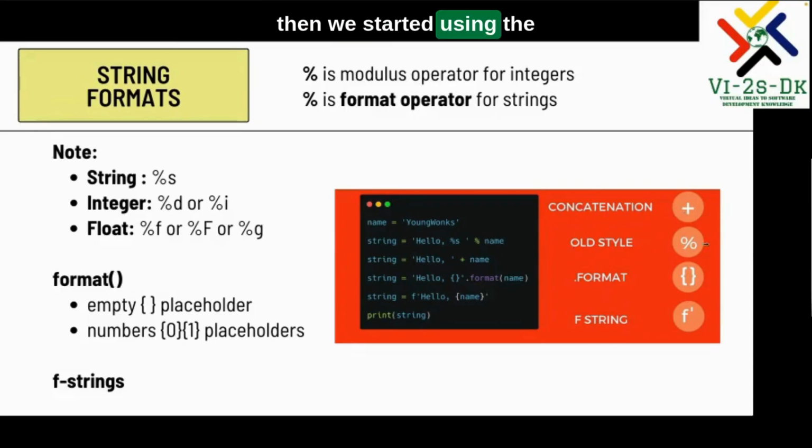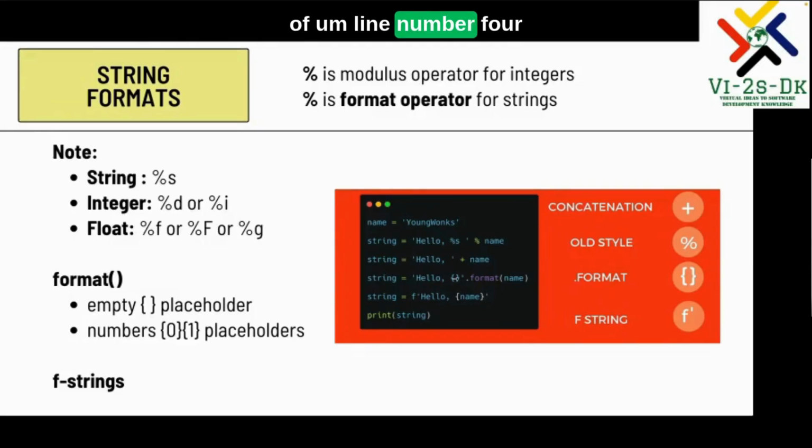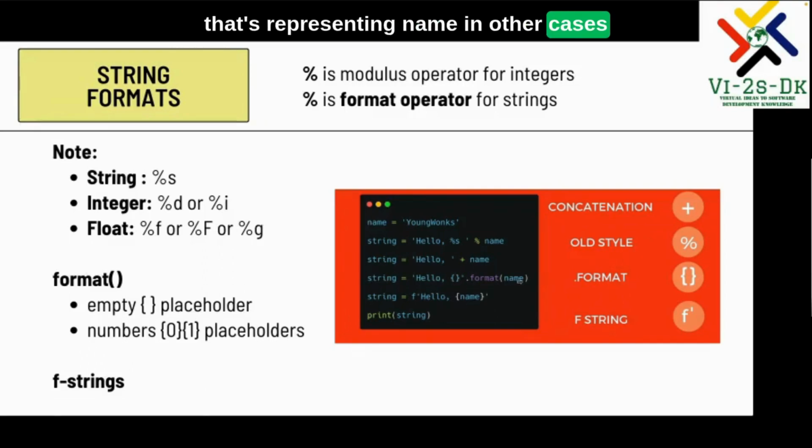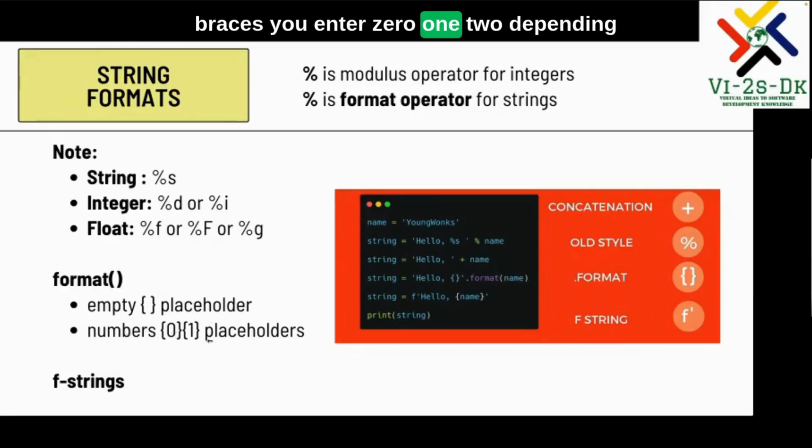And then we started using the format operator. This format operator is not the best as well. So we moved ahead with the format method. So this format method, or should I say format function, actually works by creating an empty placeholder, as you see in this case on line number 4. Here we say the string hello, the empty curly braces represent whatever you have in your format. So that's representing name. In other cases, you might have more than one variable that you need to put in there. So you have your curly braces, you enter 0, 1, 2, depending on how many you have, and then you can list them in the right order in your format parameters.